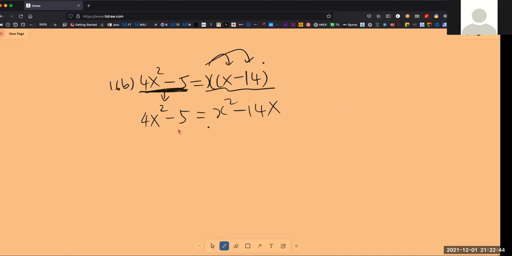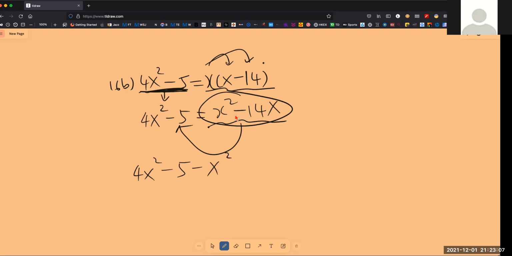Can you see that you can actually bring this entire thing to the left hand side? And I'm going to tell you why. So I just bring it over first. 4x squared minus 5, I just copy down because I'm not going to do anything to it, but I'm going to move this entire thing to the left hand side. So x squared, when I move to the other side, is minus x squared. Minus 14x, I move to the other side is plus 14x. Can you see that you will end up with 3x squared plus 14x minus 5?